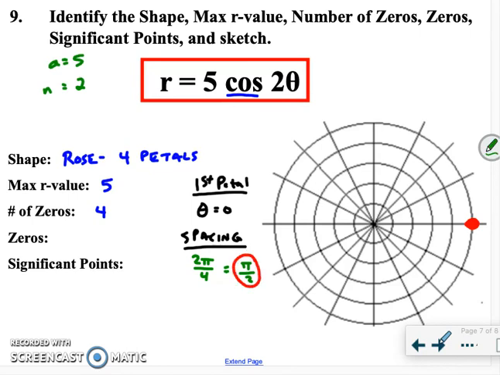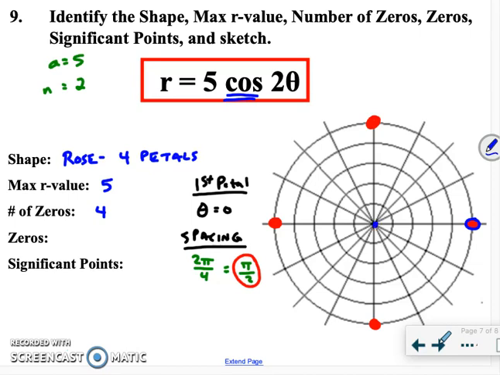So what that means for us is that if my first petal is at 0, plus pi over 2 I have my second petal, plus pi over 2 I have my third petal, plus pi over 2 I have my fourth petal, plus pi over 2 we're right back to where we started. So when we draw in the curve, remember for any cosine problem, we begin our sketch on the polar axis. So that's at this point right here. This is where I'm actually going to draw from.